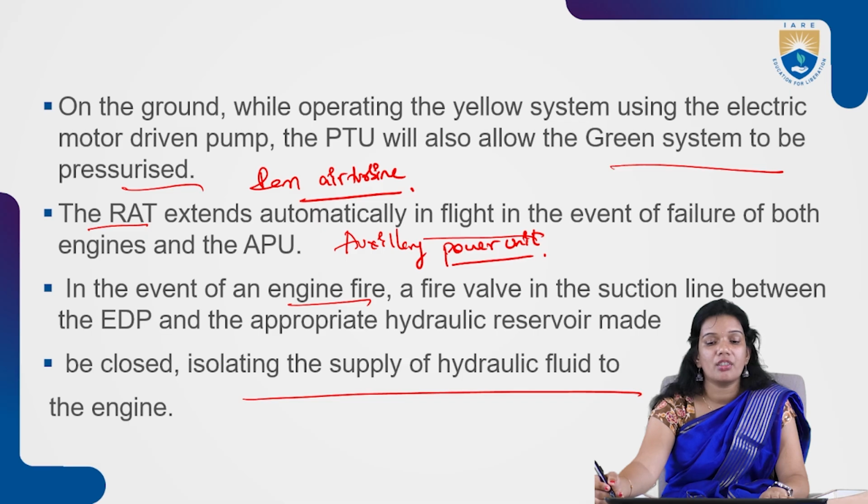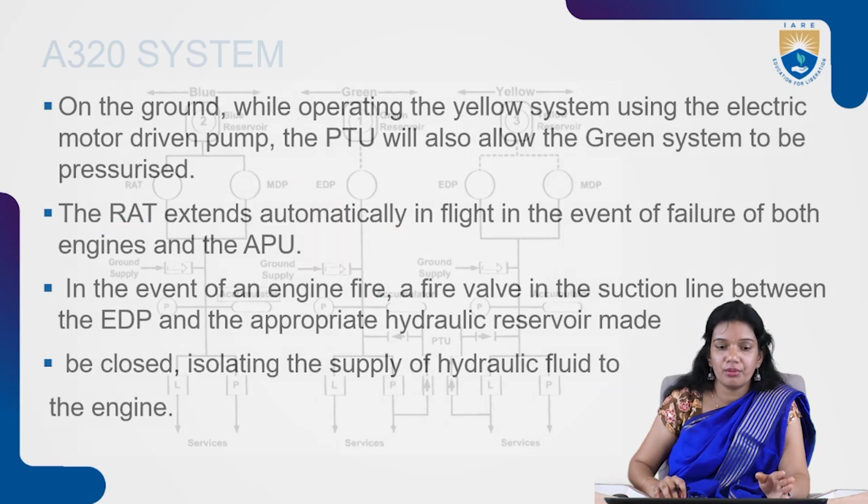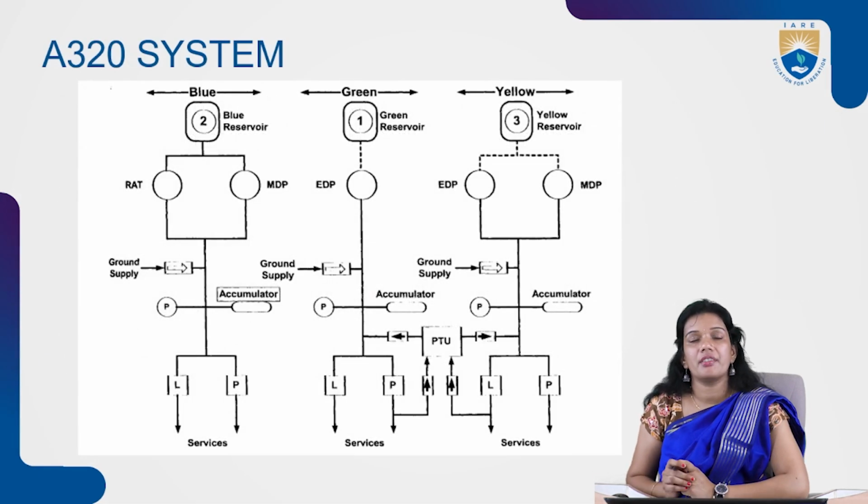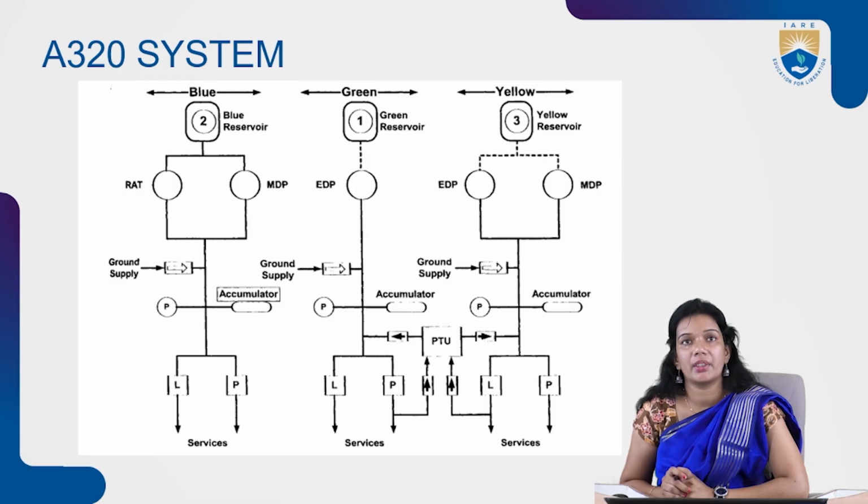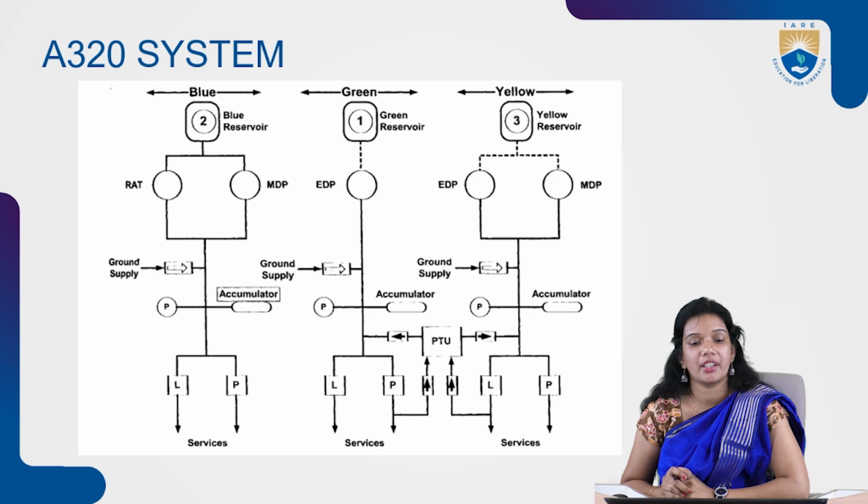Now in the event of a fire, you have a separate valve, which is a fire valve in the suction line between the EDP and the appropriate reservoir. It is closed, isolating the fluid to the engine, right? So here we see a picture of the A320 system, right? In this system, we are seeing all the different channels, right?